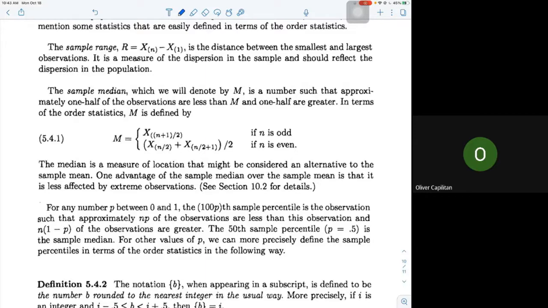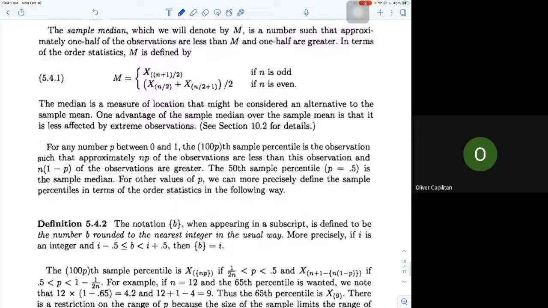So the median is a measure of location as an alternative to our sample mean. One advantage of the sample median is that it is less affected by extreme observations, since we are just considering the two random variables mostly in the middle of our ordered observations.